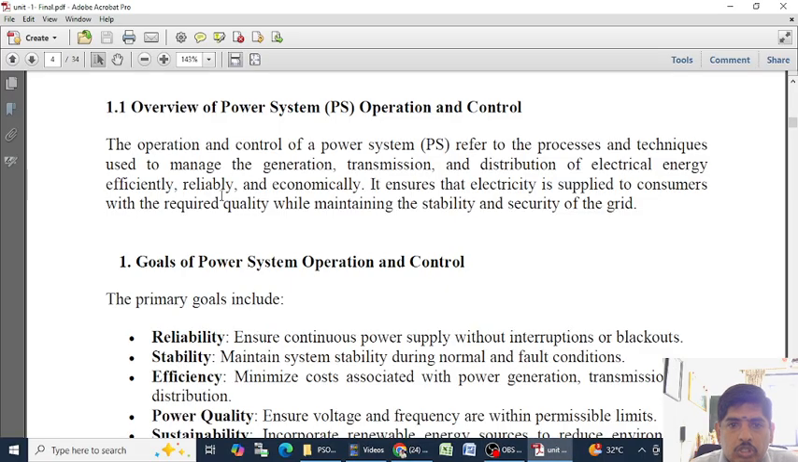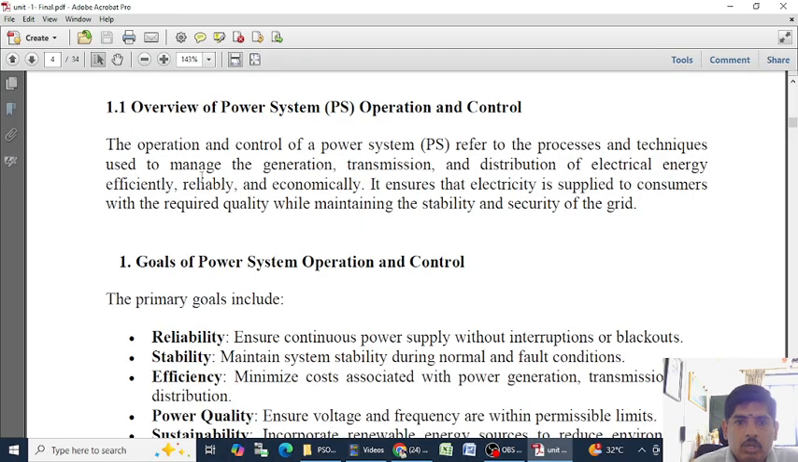Hello everyone. Today we are going to discuss the overview of power system operation and control. We already discussed what the objective of power system operation and control is. You have to maintain the voltage within the specified limit, as well as maintain the frequency within the specified limit.